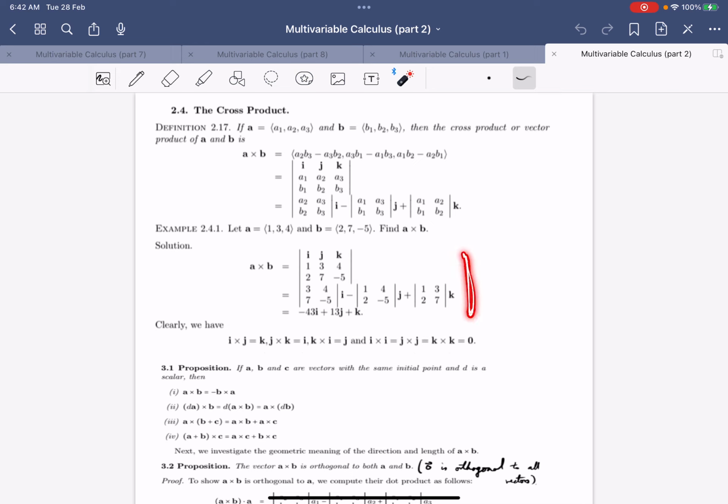This is a simple example for you to practice computation of the cross product.